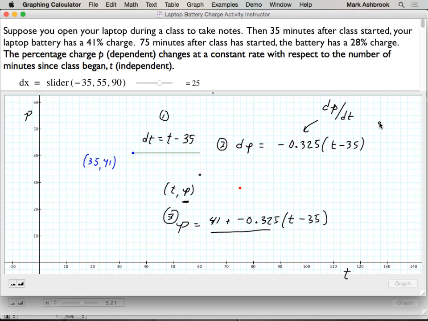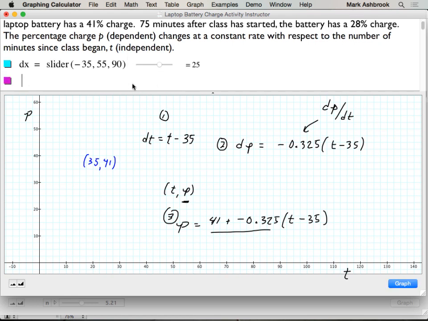So now, again, if we put this in, we can do it. We need y and x for GC, right? So y is 41 plus negative 0.325 times x minus 35. And how long was class? Class went from 0 to, if I told you that, 90 minutes.